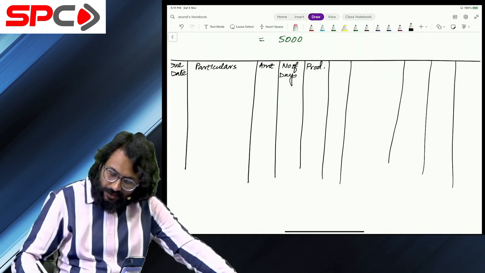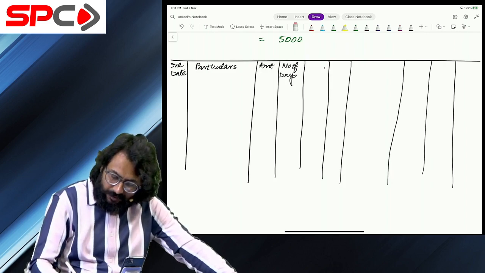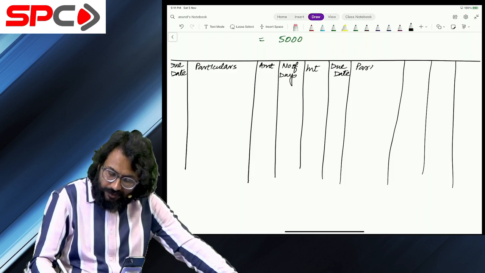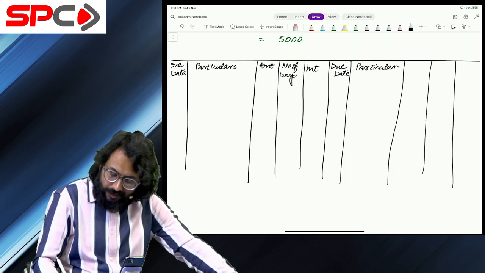Okay, what I do is, I simply make it a little easier. I write down the keyword interest and then again due date, particulars, amount.